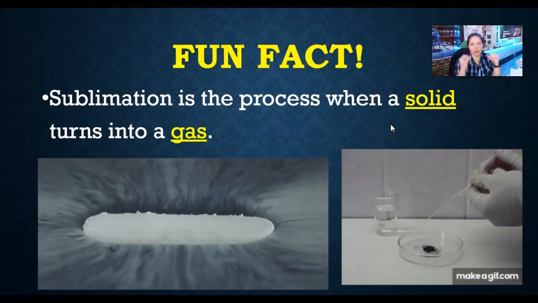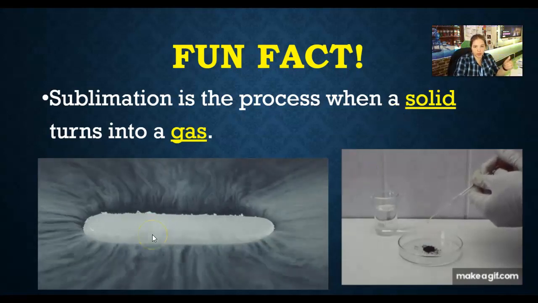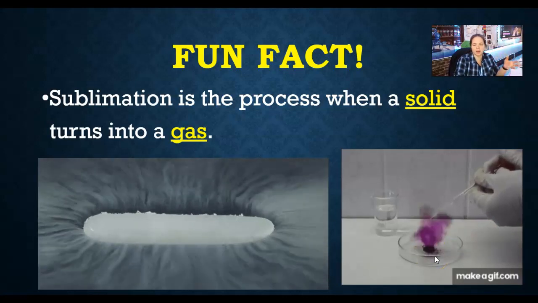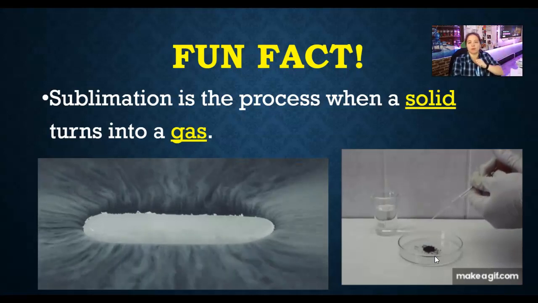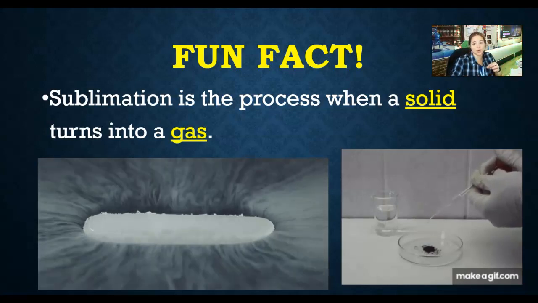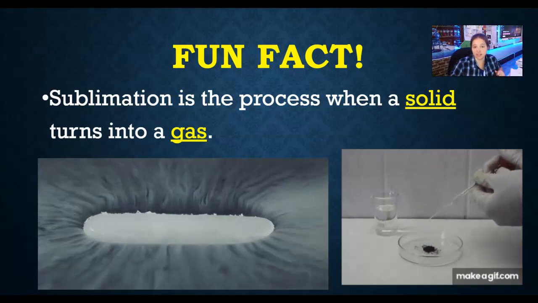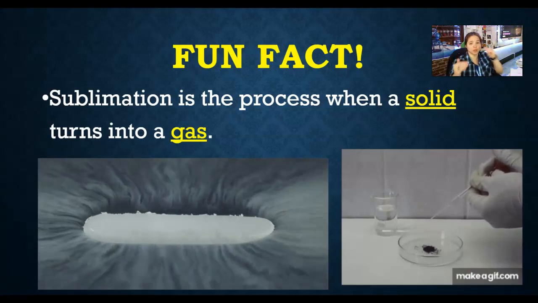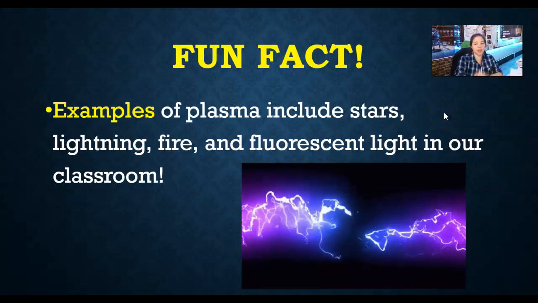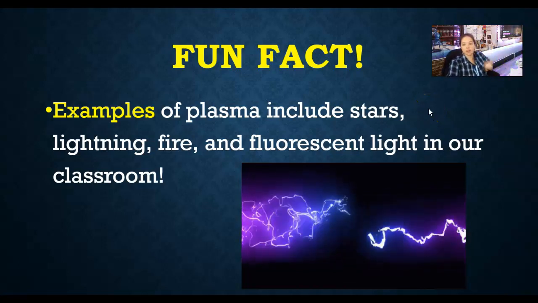Okay, so here are some fun facts. Oh, I love this stuff. Sublimation is when a solid goes to a gas directly. This is dry ice right here. You could see this in mothballs. And this is zinc being added to, I think, iodine. And it goes like that real quick. The opposite, which I didn't put on here, is called deposition, which is really cool, where it goes from a gas straight to a solid. Caffeine does this: if you get it to just the right temperature, it'll go right back to a solid. Also, examples of plasma include stars, lightning, fire, and the fluorescent lights that are in our classroom.